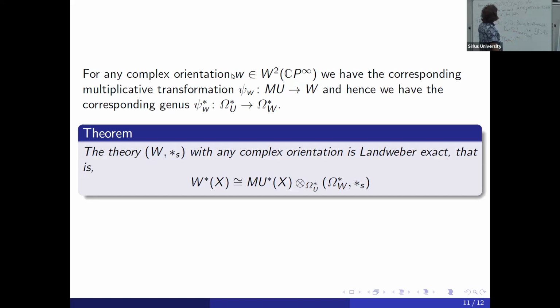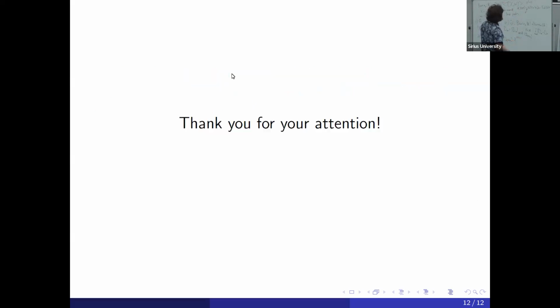The theory W with any complex orientation and any multiplication is Landweber exact. It means that we have the following isomorphism of cohomology theories: our c₁-spherical bordism is isomorphic to complex cobordism tensored over this ring, where we take the tensor via this ring homomorphism, the genus psi. And I think that's all. Okay, thank you very much.